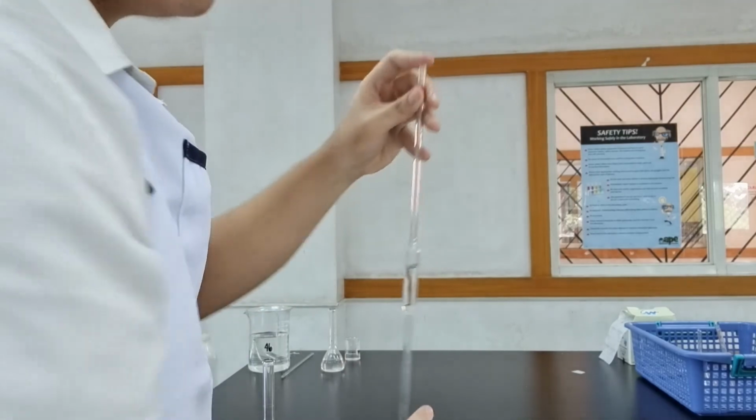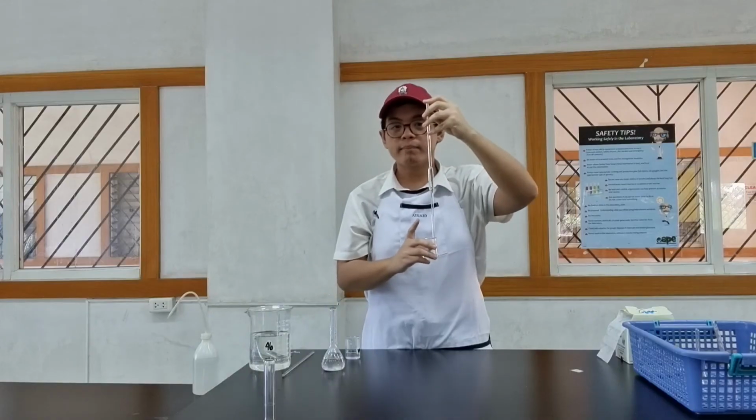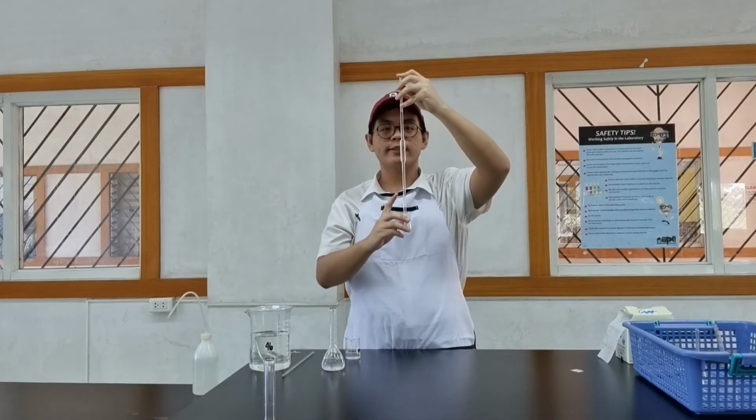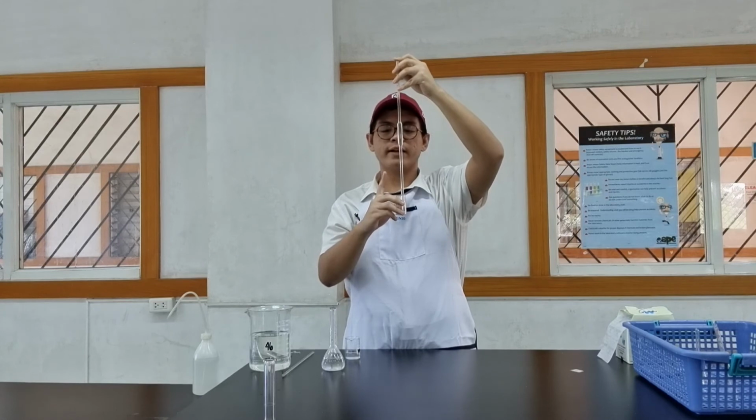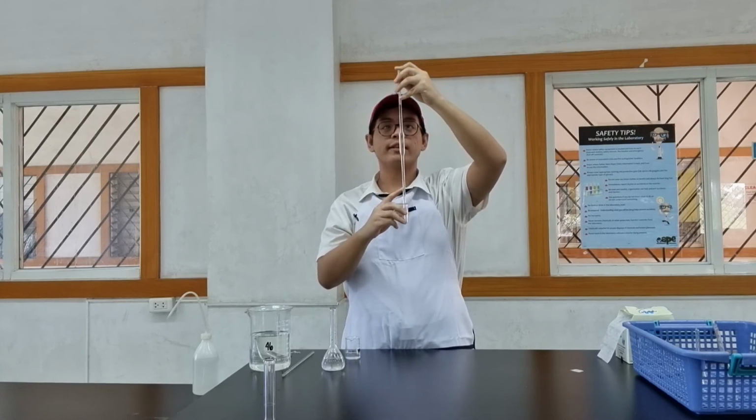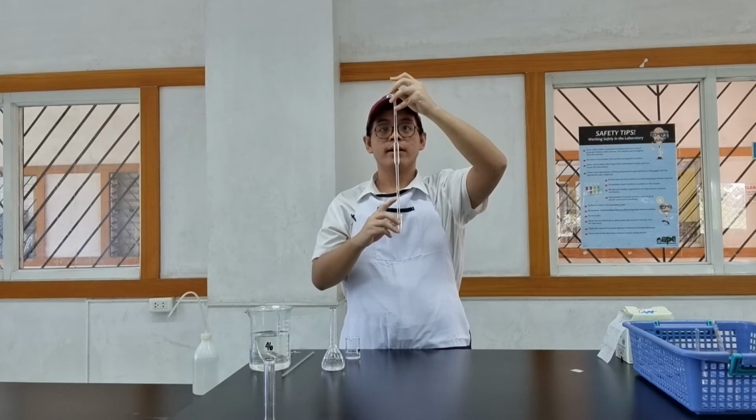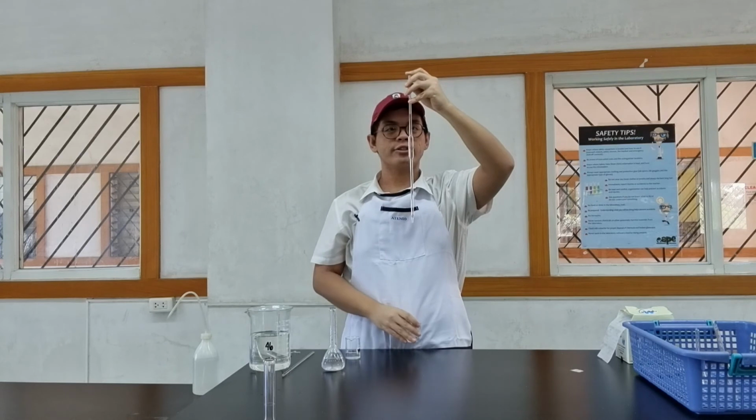So let me do that again. I'm lifting the pipette to meet my eye level. I'm using my other finger in my other hand to make sure that it's vertical so it won't budge, and then I roll my finger. And that should be it.